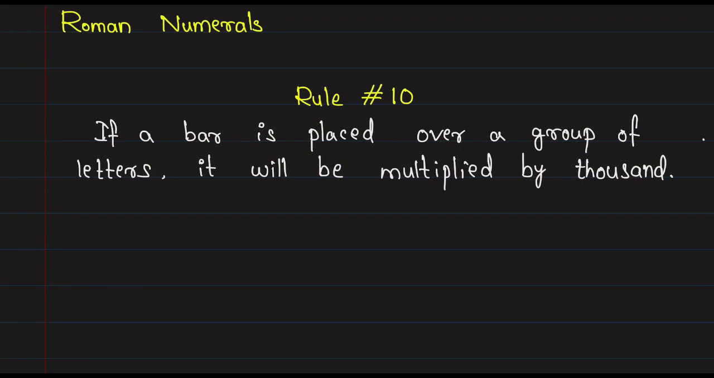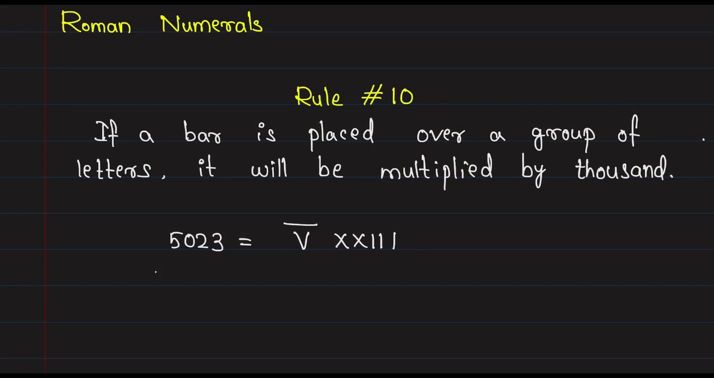If a bar is placed over a group of letters, it will be multiplied by 1000. For example, we want to write 5023. We can write V and place a bar over it. It represents 5 into 1000, 5000. After this we can write 23: XXIII. So this represents 5023.